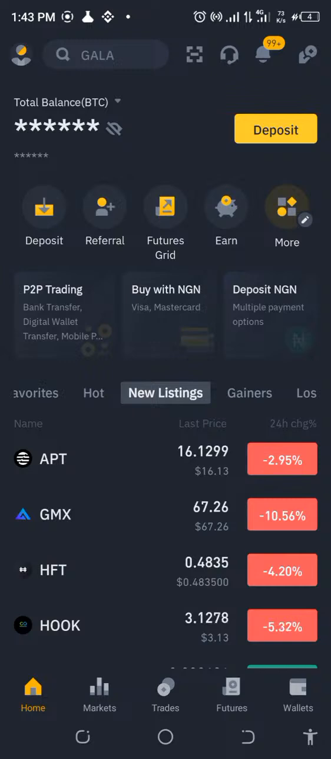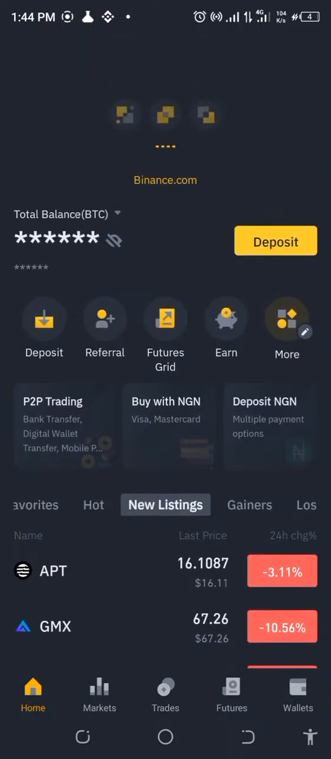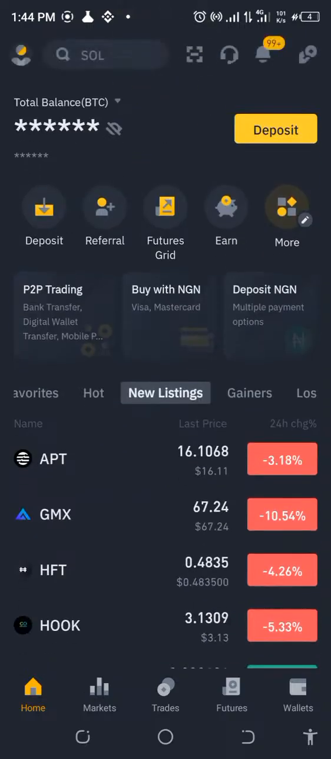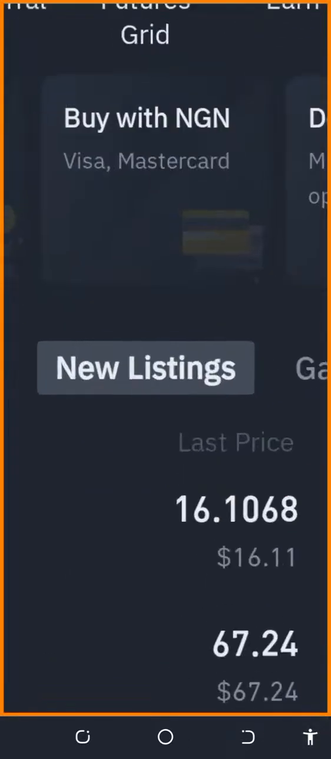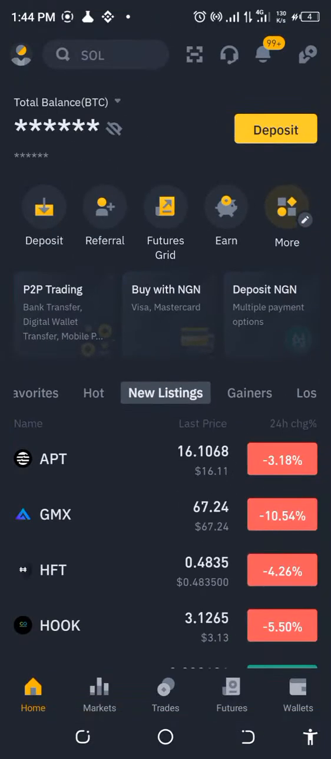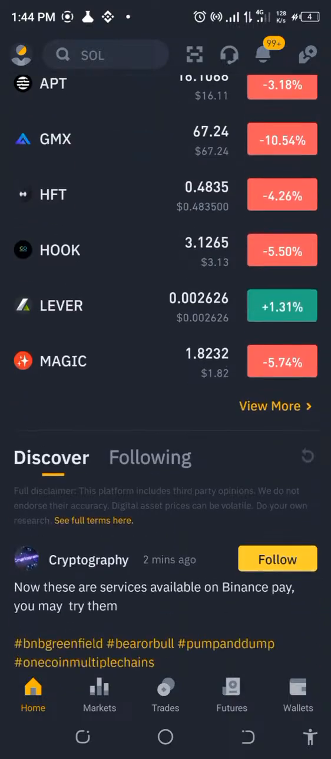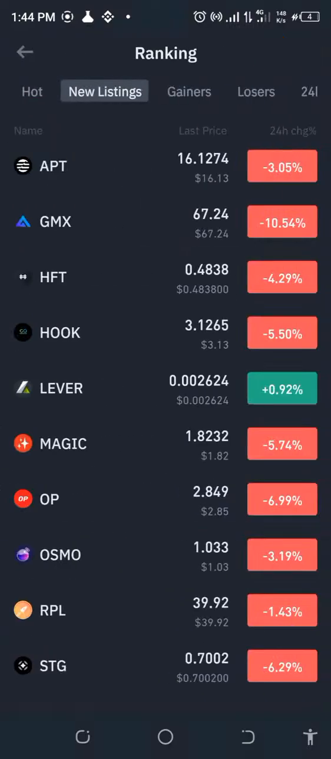All right, so today, come over to this place where it says new listings. You can refresh just to be sure that everything is set. And in this place, you get to see new coins that have just been listed. There are quite a lot of them. You can click on view more to see more of them, and then you can begin to pick each one. There are some different pointers or parameters that we use to select a particular coin.